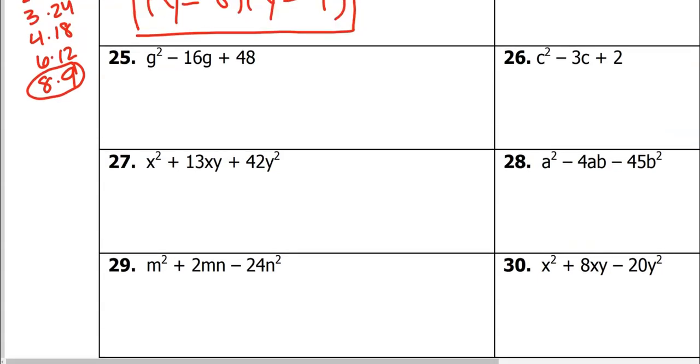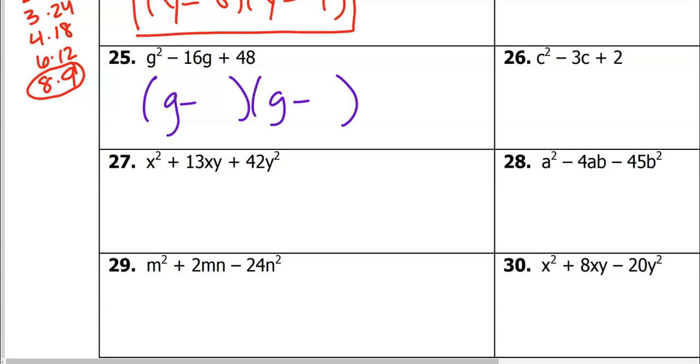You try 25. G squared minus 16G plus 48. We know it's G and G, right? Yeah. Positive 48, but add to give me a negative, so we know they're both going to be negative. But what are the numbers going to be? To get the positive 48, they have to either both be negative or both be positive. Because my middle piece is a negative number, that means they were both negative numbers. 4 and 12?